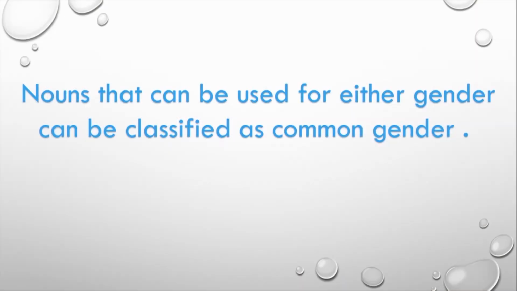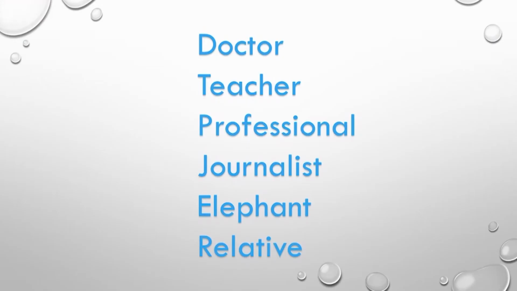Right? So nouns that can be used for either gender are classified as common nouns or common gender. Again, taking the same example of parent. Parent is an example of a noun with a common gender that can be used for either or both. Good? So we have doctor, teacher, professional, journalist, elephant, and relative. A doctor can be male or female. A teacher can be male or female. If you're a professional, you can be male or female. Journalist, elephant, relative, same thing. Good? So this is part of the common gender, the common noun. Right?